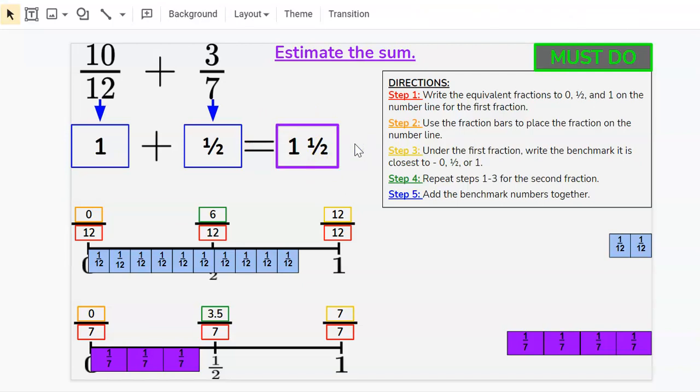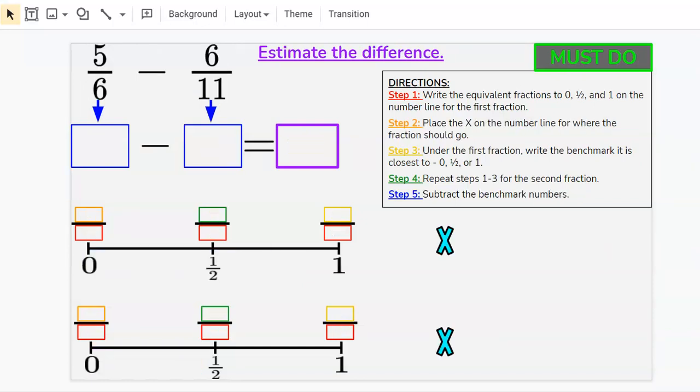This is one type of problem you're going to do today. You're going to do addition and subtraction like this with the number bars. Then you're going to have another type of problem that you do today. It's still estimating, but this time you're not going to get the numbers or the fraction bars. This time you're just going to place an X on the correct spot. So I'm going to show you how to do that.